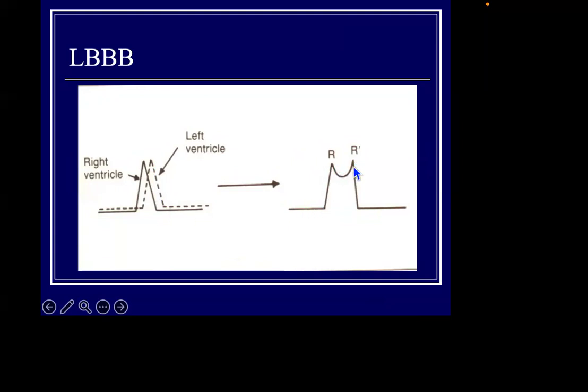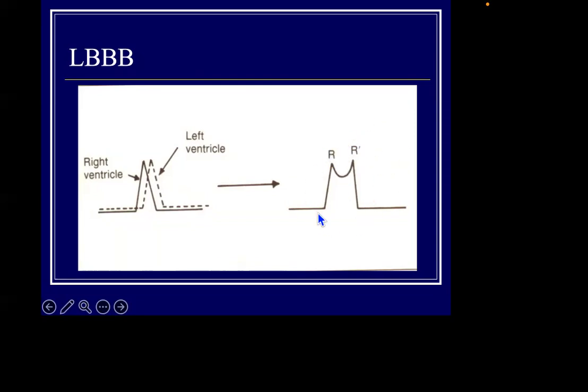This is the left bundle branch block. This is the first R. It will not come down to see an S wave, and then it elevates. This is the first R, and this is the next R, and this is called the M shape. Usually you see it in lead 1. The RSR is in lead V1, but the M shape is in lead 1 and V6 in left bundle branch block. This is the R and the R prime in left bundle branch block.